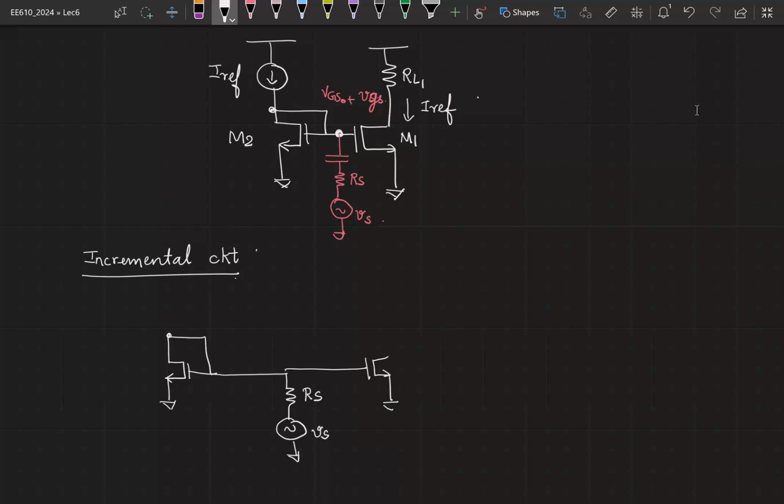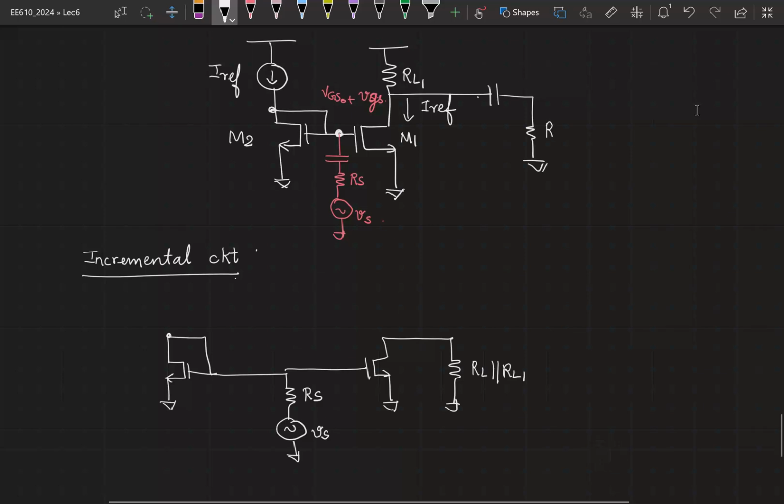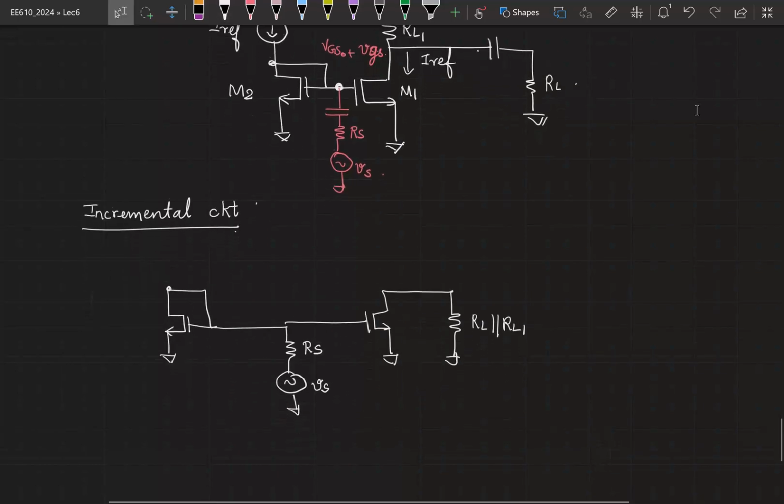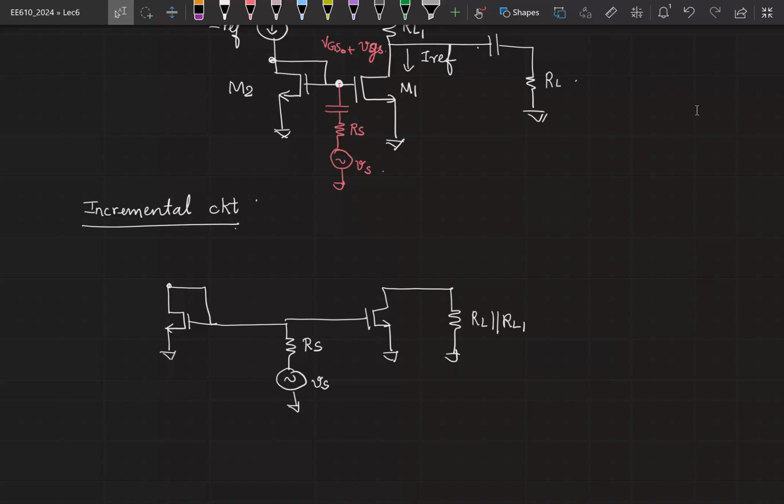Then you have M1 connected like this. And for now, let's say I have RL parallel RL. So far, okay? Now, I would like to simplify this circuit. So, if the voltage here is some Vx, what is the current flowing into this node?